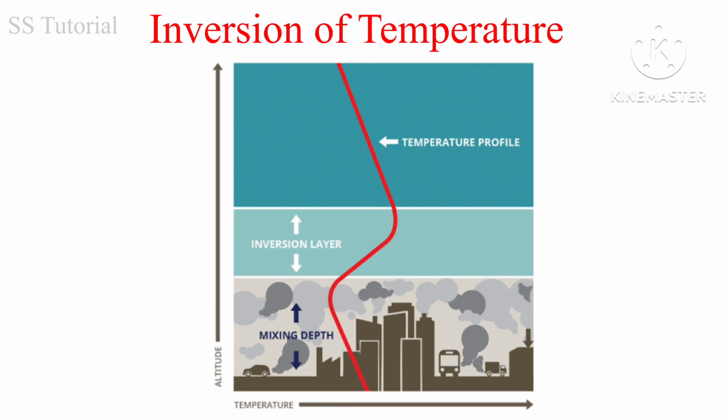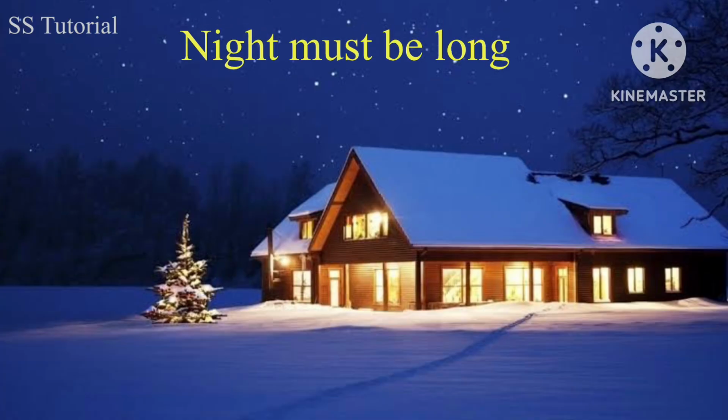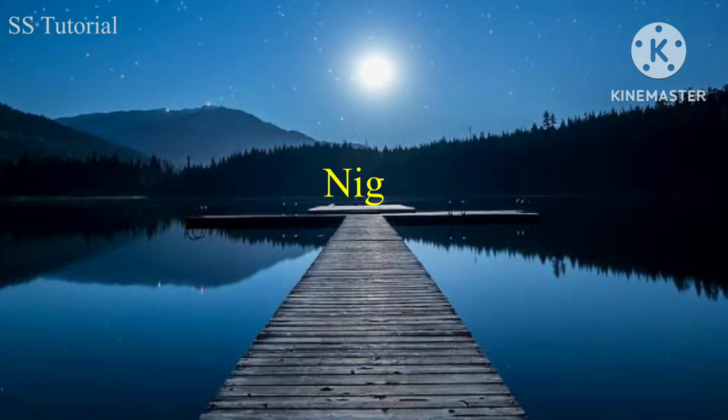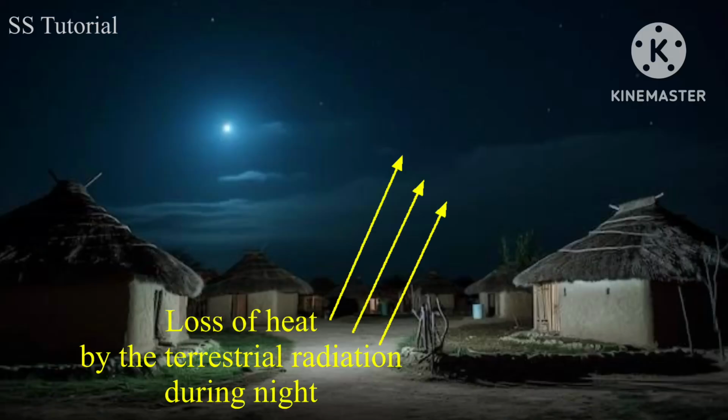So let's begin. At first, we will know the favorable conditions which are responsible for inversion of temperature. Let's know them one by one. Winter night must be long. If the night is long, then loss of heat by terrestrial radiation from the earth during night will be greater than incoming solar radiation. Night sky should be clear and cloudless. Loss of heat by terrestrial radiation will be faster without any obstacle if the sky is cloudless and clear during night.